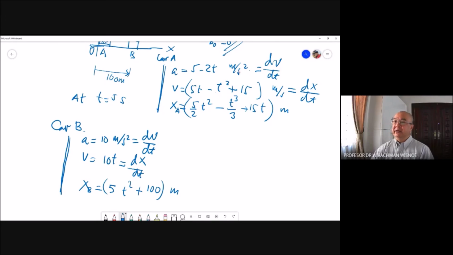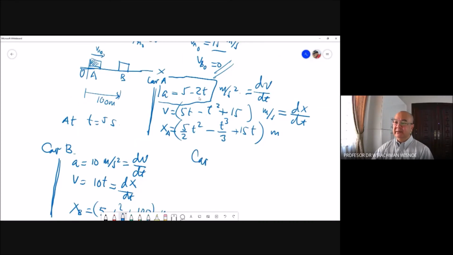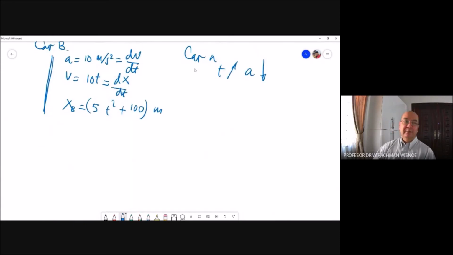Here, if you see the equation of acceleration of car A, 5 minus 2t, if t is increasing, acceleration decreases until at a certain time it starts to become negative. When acceleration is negative, it decelerates, it becomes slower. So there is no possibility for car A to overtake car B, because B is faster, A becomes slower. The position at t equals 5 seconds.